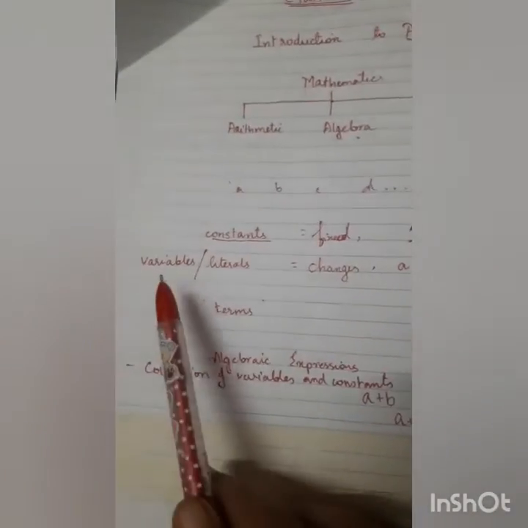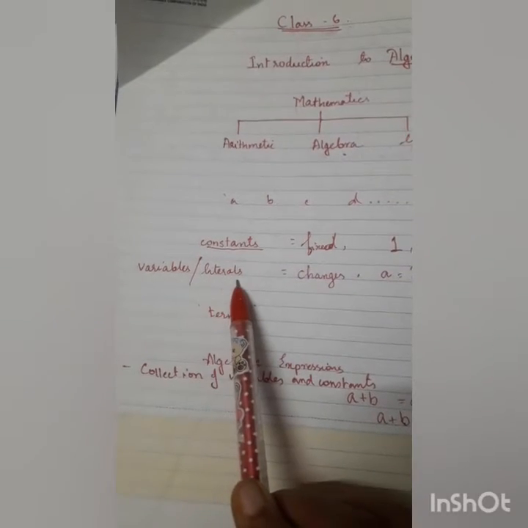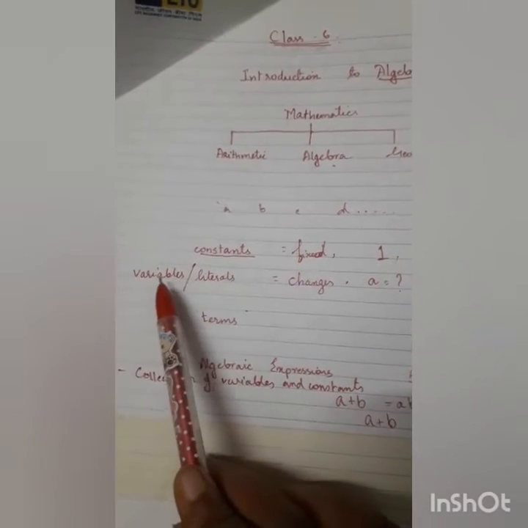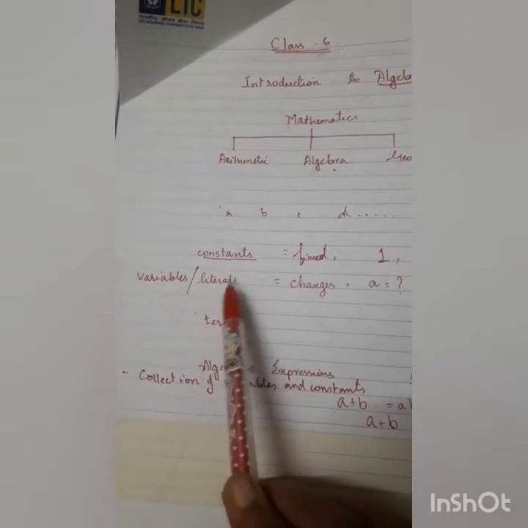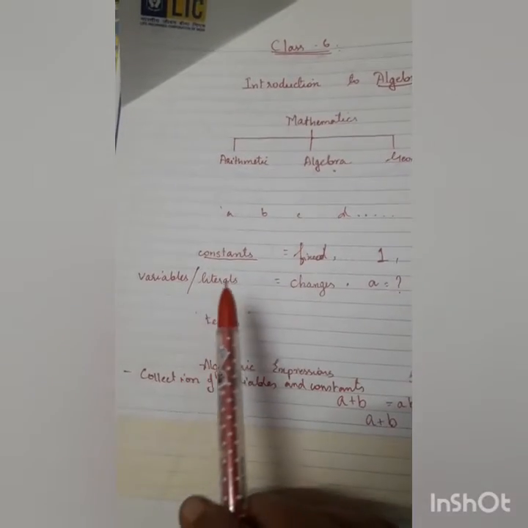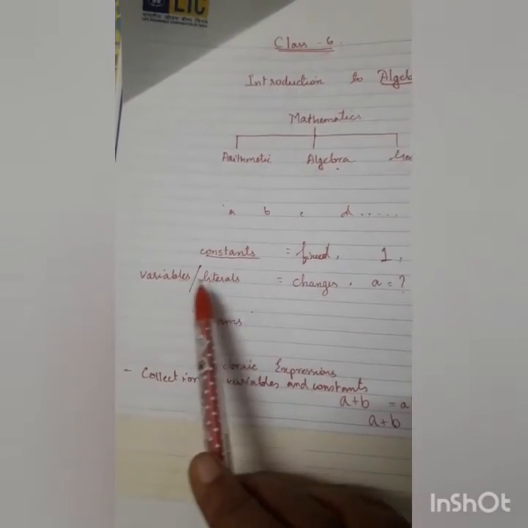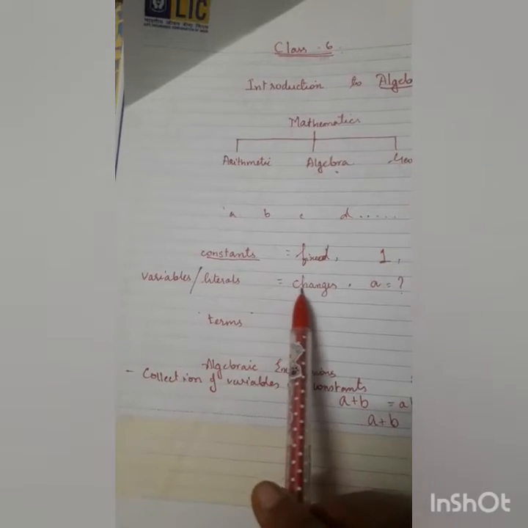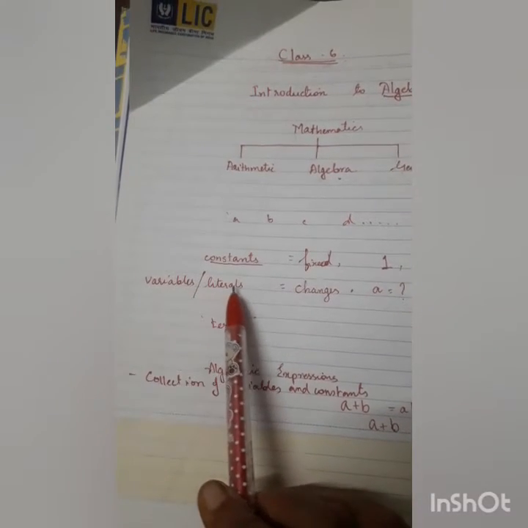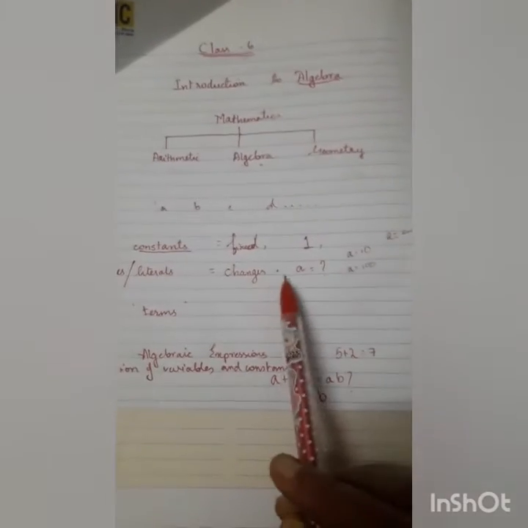Now what are variables or literals? Variables or literals means the alphabets that we were talking about. The term vary, V-A-R-Y, means something which changes. So variables or literals means the alphabets.